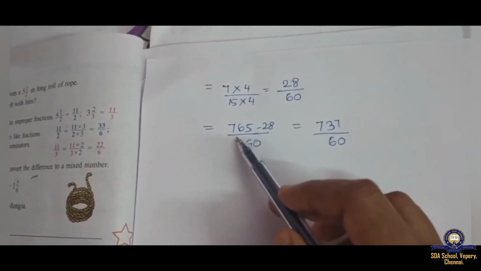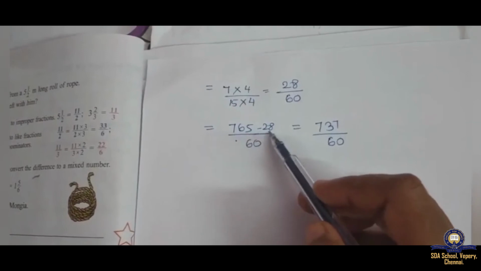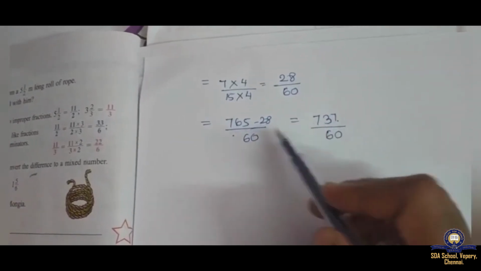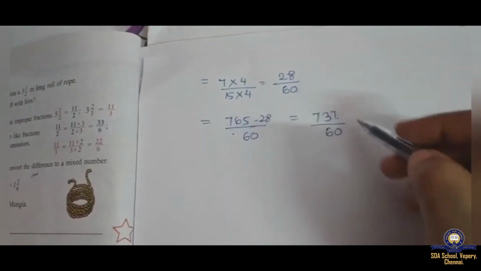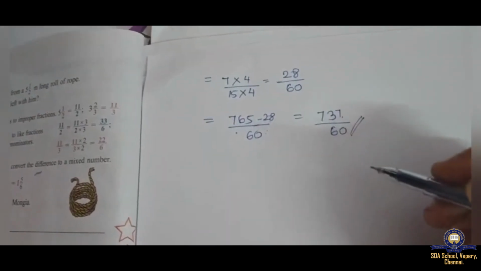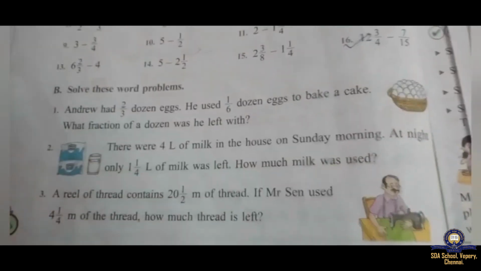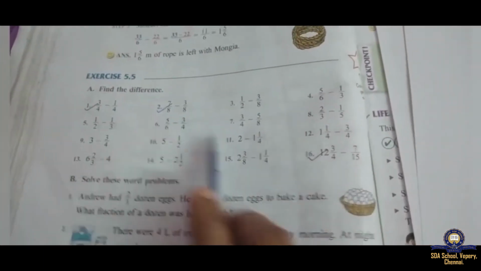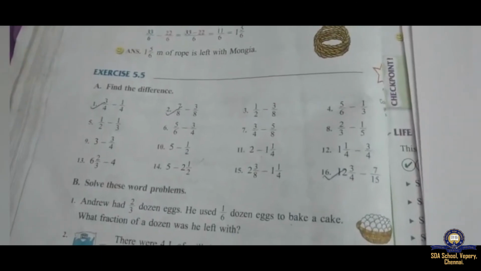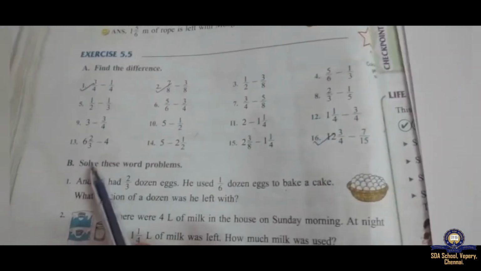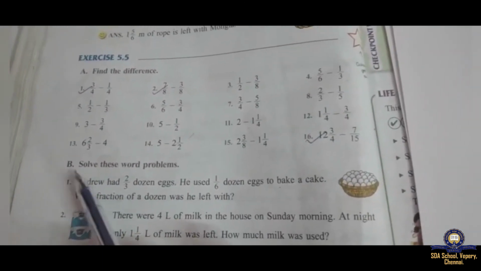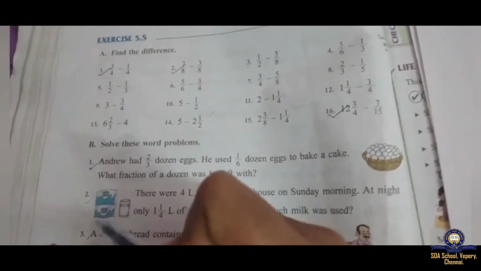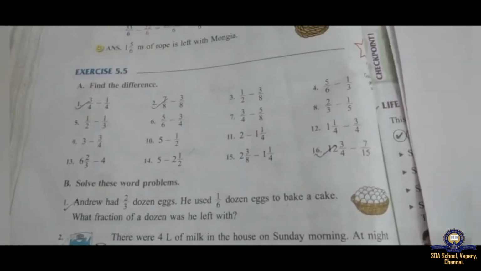Now subtract: 765 minus 28, we'll get 737. The denominator stays as it is. This is the answer, students. Now we completed section A. I did 7 sums for you. Got it? Section B, we will do in the Zoom class.